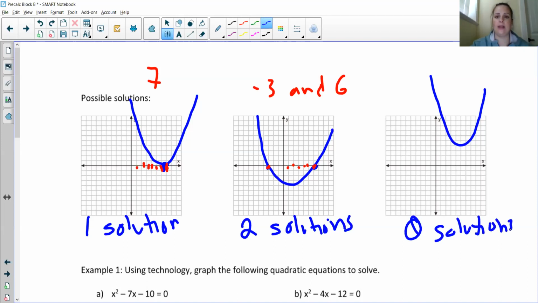So if you have a parabola that opens up and has a minimum value above 0, there are no solutions. If you have a parabola like this one that opens downwards and has a maximum value below 0, you will also have no solutions. There's going to be no x-intercept.